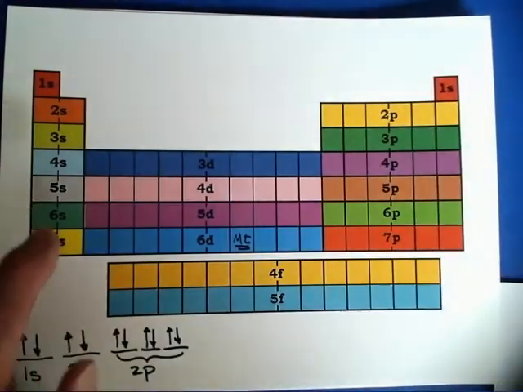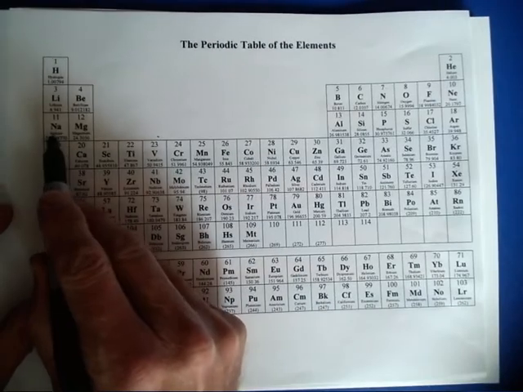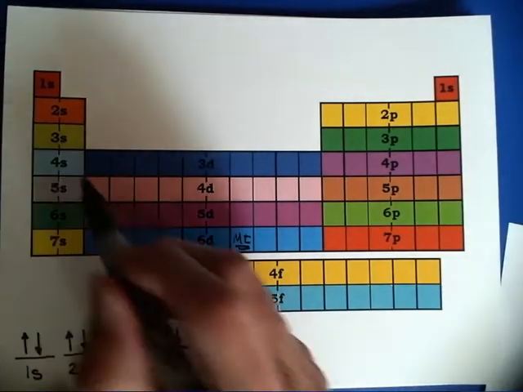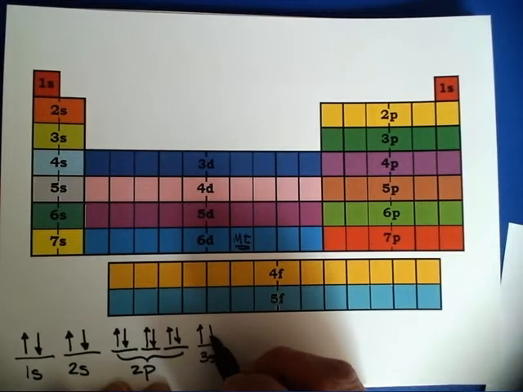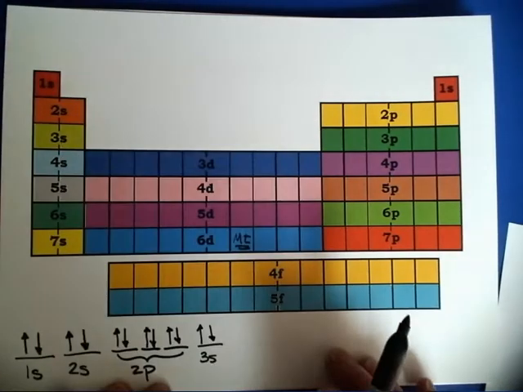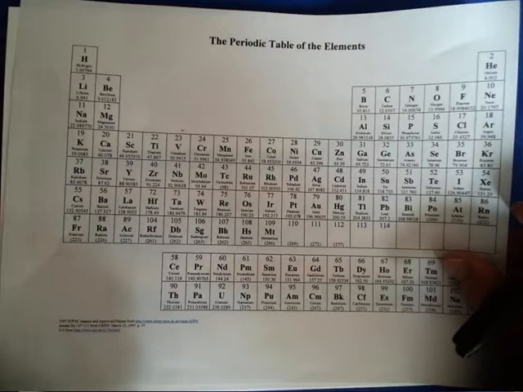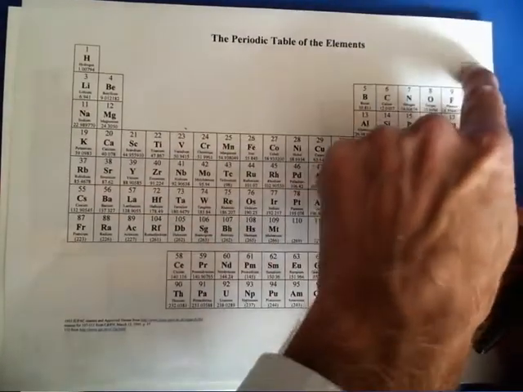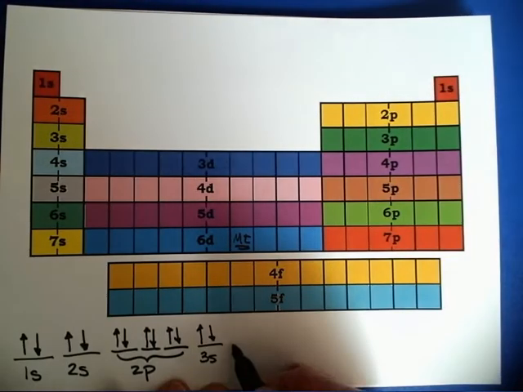I'm going to move down from neon to my next element, which is sodium. Sodium's element number 11, and that's going to start the 3s. Sodium, magnesium, and those two fill the 3s orbital. So I've got magnesium. Now I'm going to move over here to aluminum. So I'm now going to fill the 1, 2, 3. This is the p block. So I'm going to start to fill the 3p.